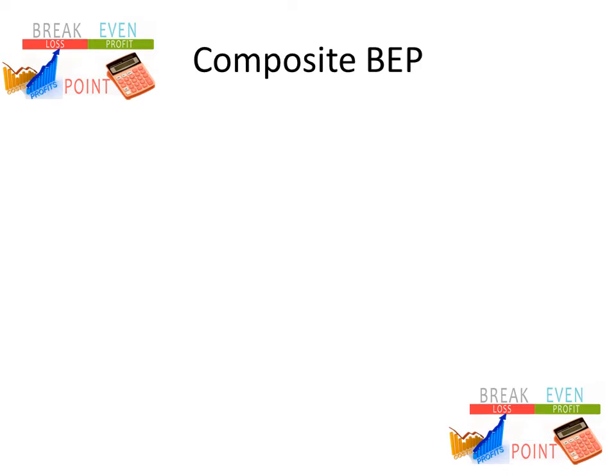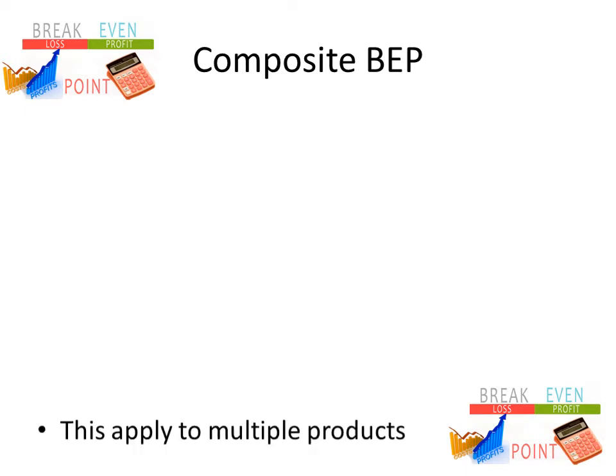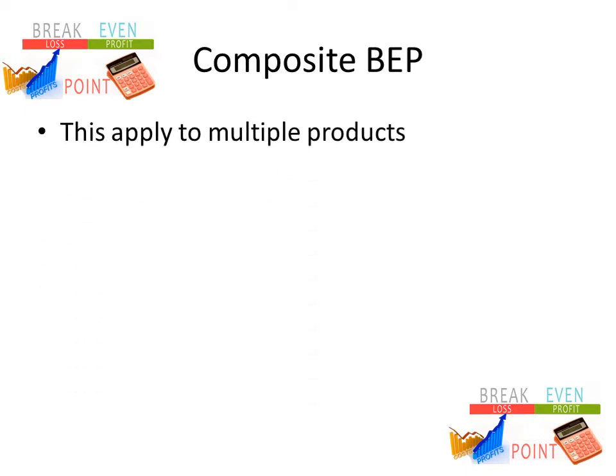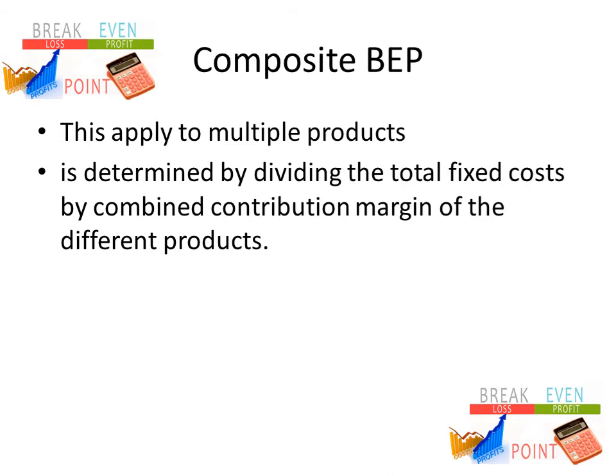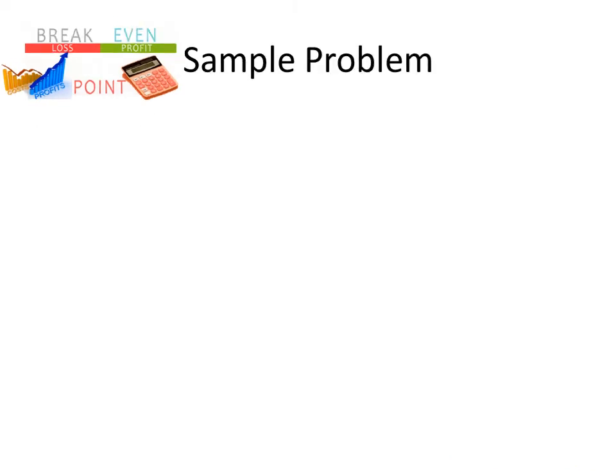Now, we also have Composite BEP. Normally, Composite BEP is required for our multiple sales products. So this applies to our multiple sales products and is determined by dividing the total fixed cost by the combined contribution margin of the different products. Okay, so let's try the example.